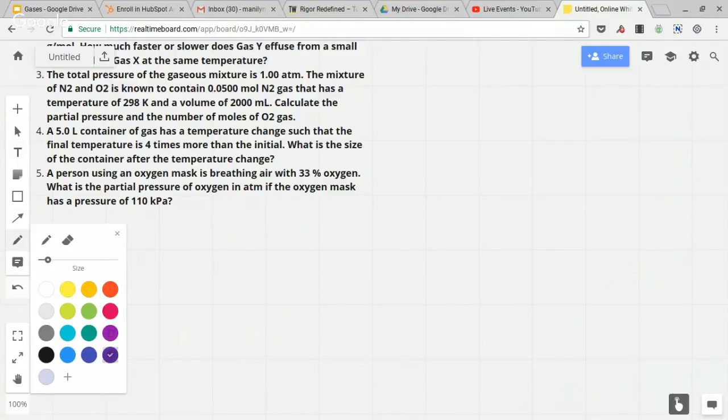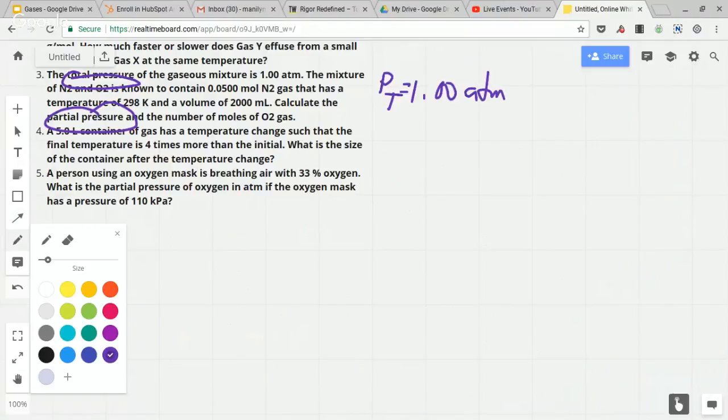The keyword is obviously partial pressure. So we're talking about Dalton's law of partial pressure. Are you getting it? And it talks about total pressure. So that's really about Dalton's law. So putting in the given, we know the total pressure of the mixture is 1 atmosphere.